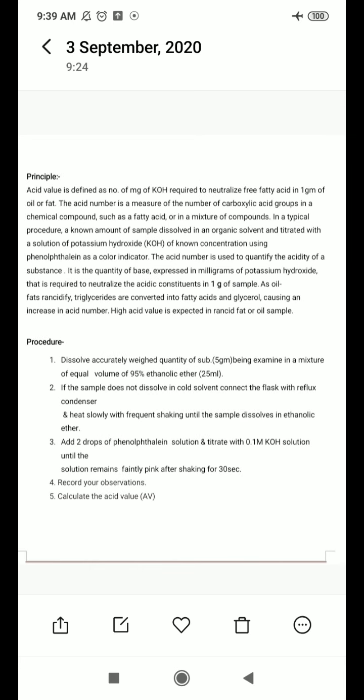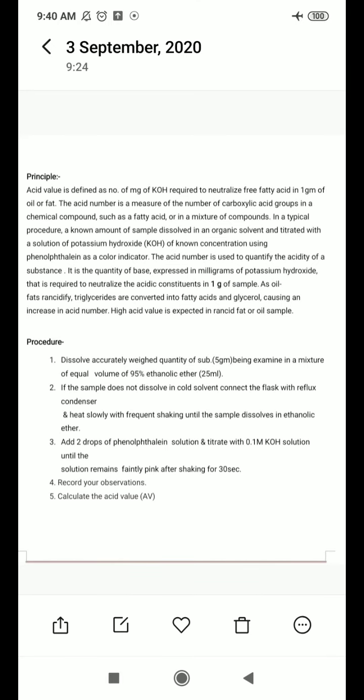Then we will see the principle of this acid value. Acid value is defined as the number of milligrams of KOH required to neutralize free fatty acid in 1 gram of oil or fat. This is the definition of acid value.